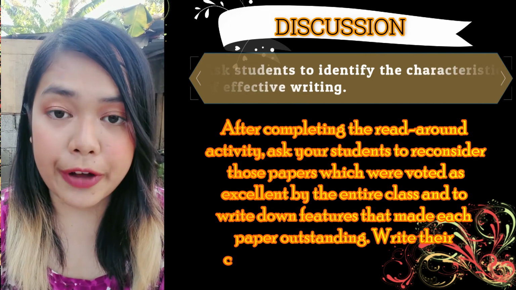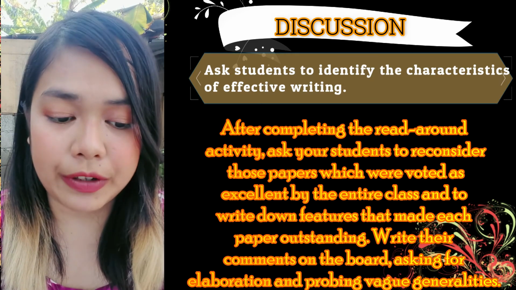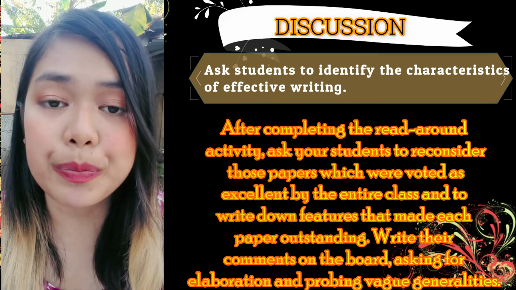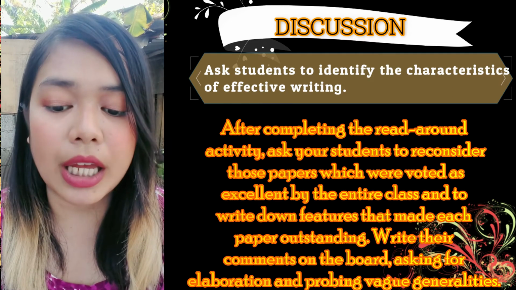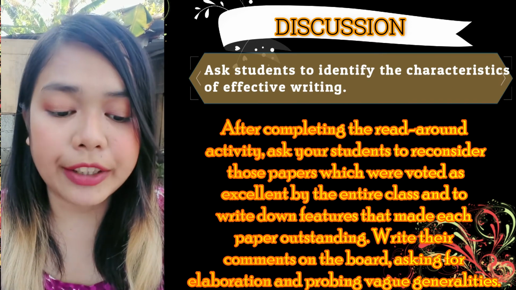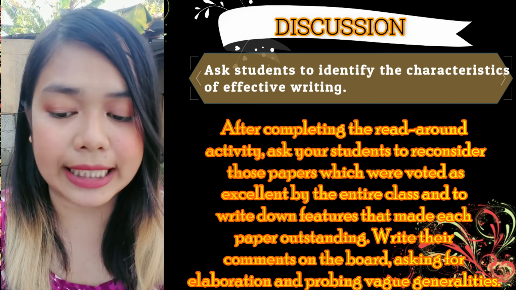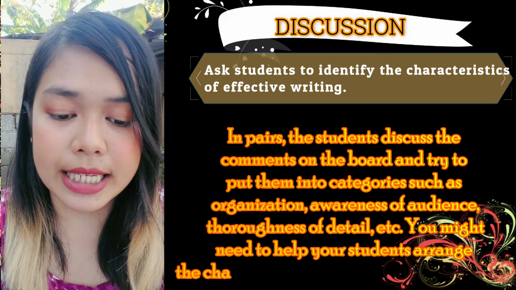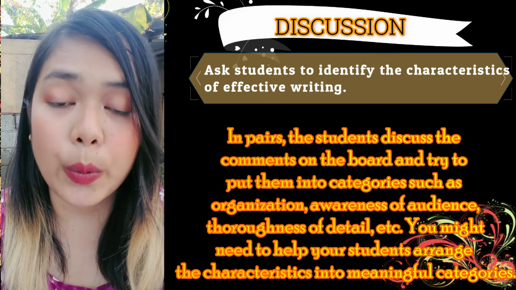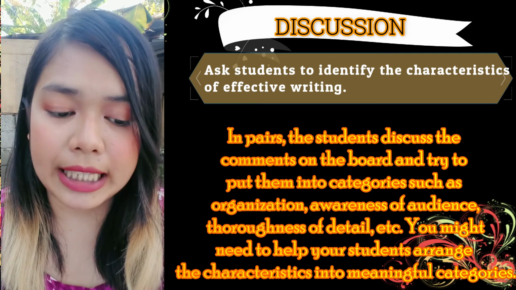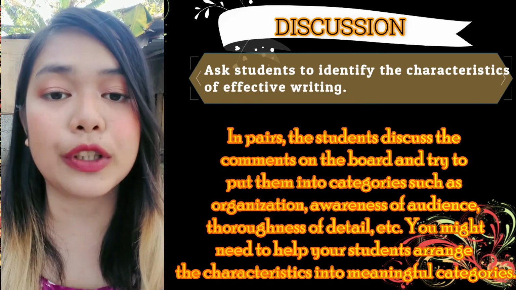Ask the students to identify the characteristics of effective writing. After completing the read-around activity, ask your students to consider those papers which were voted as excellent by the entire class and to write down features that made each paper outstanding. Write their comments on the board, asking for elaboration and probing vague generalities. In pairs, students discuss the comments on the board and try to put them into categories such as organization, awareness of audience, thoroughness of detail, etc. You might need to help your students arrange the characteristics into meaningful categories.